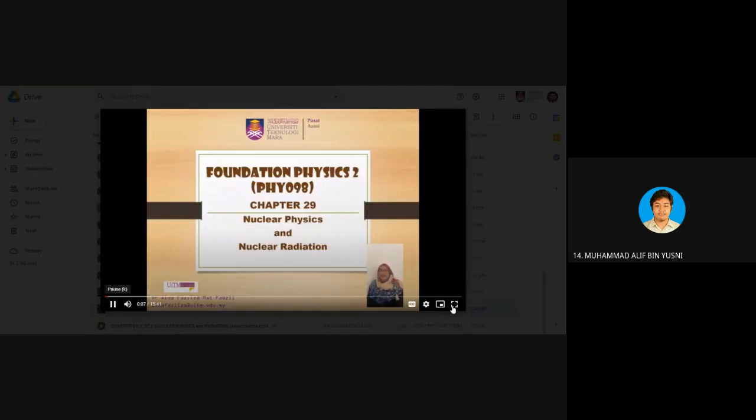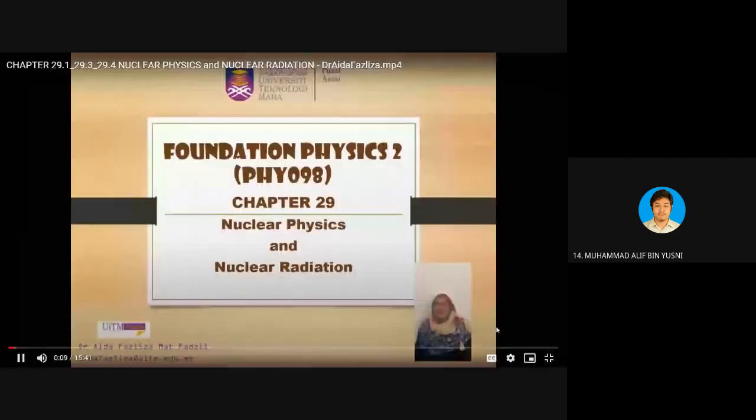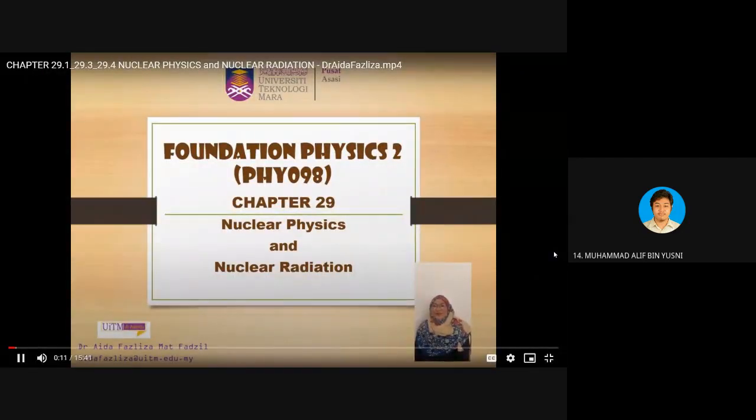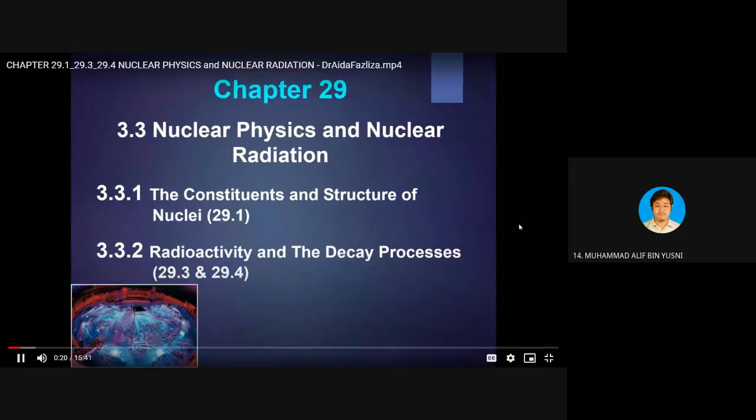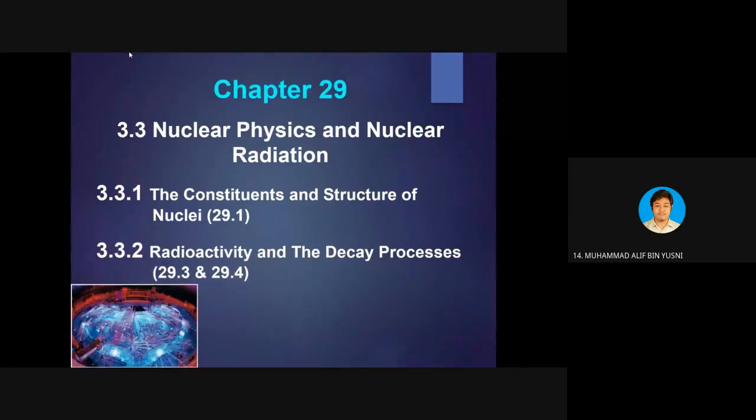So today I would like to share with all of you chapter 29 on nuclear physics and nuclear radiation. Okay, class, for chapter 29, we're going to learn topic 3.3, nuclear physics and nuclear radiation. Under this topic, there are two subtopics: 3.3.1, the constituent and structure of nuclei, and 3.3.2, radioactivity and the decay processes.